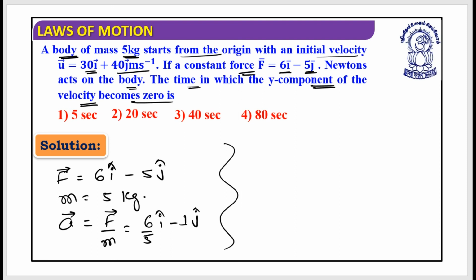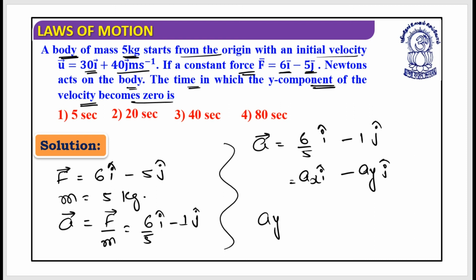I hope this is clear. Now if I compare this acceleration, 6 by 5 i cap minus 1 j cap, with ax i minus ay j, that means the acceleration in the y direction is minus 1 in j cap.